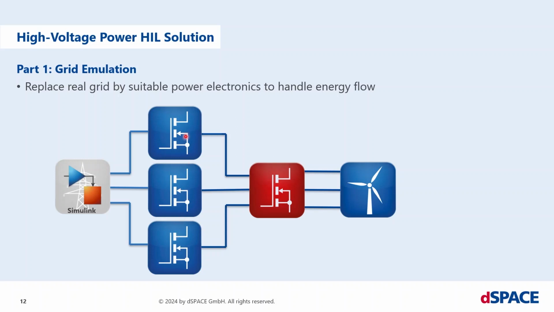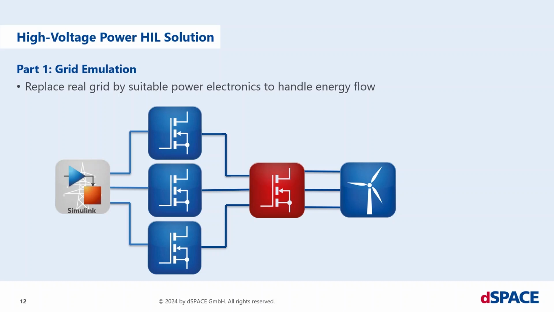These 3 load modules represent the 3 phases of the grid, and I need a real-time model which calculates what is the real-time behavior of my grid. This real-time behavior feeds the reference commands to these controlled load modules, and now I have grid behavior at the input clamps of my device under test, the inverter.